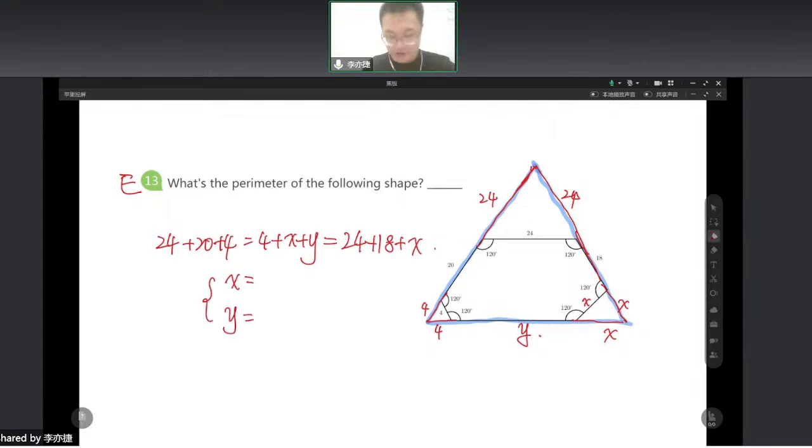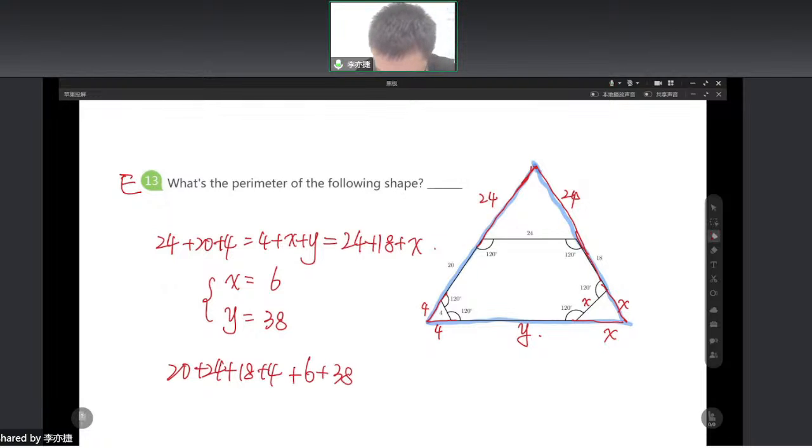Or maybe we can directly use x plus y, because we only ask for the perimeter, right? We can just directly do x plus y, but it's also okay. So the x plus y here must be 38, and what's the x here? The x here is 24 minus 18, which is 6, right? Okay then, so the perimeter is 20, 24, 18, 4, 6, 38. So it's 110. Yeah, easy question.